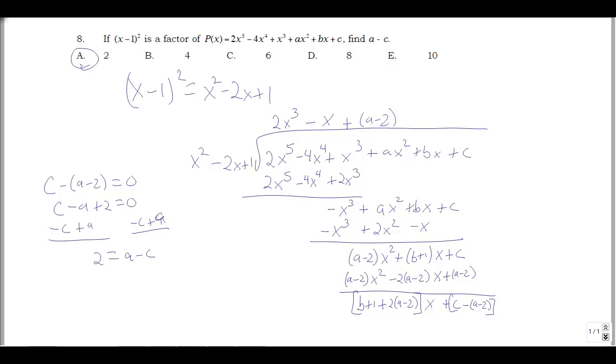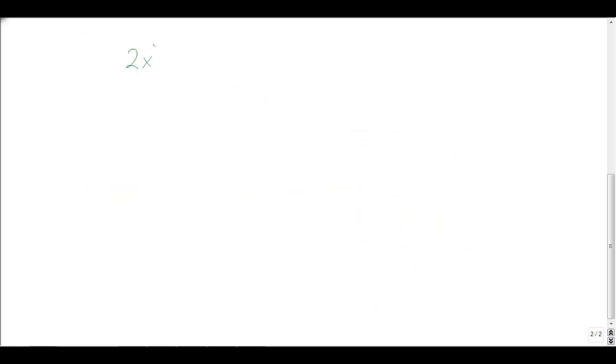But there's another way that we can do this if we want to use calculus. Let's maybe do this in green. Let's go to a new page. So it's 2x to the fifth minus 4x to the fourth.